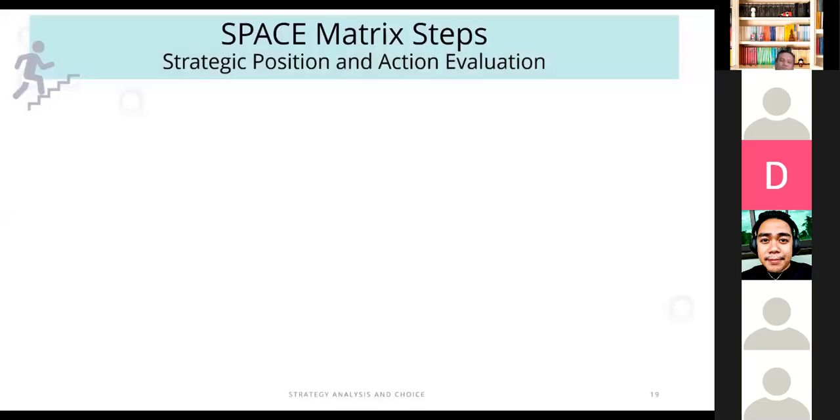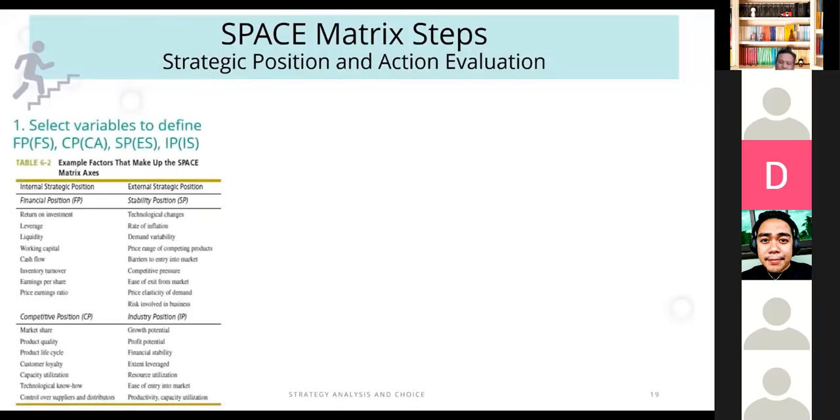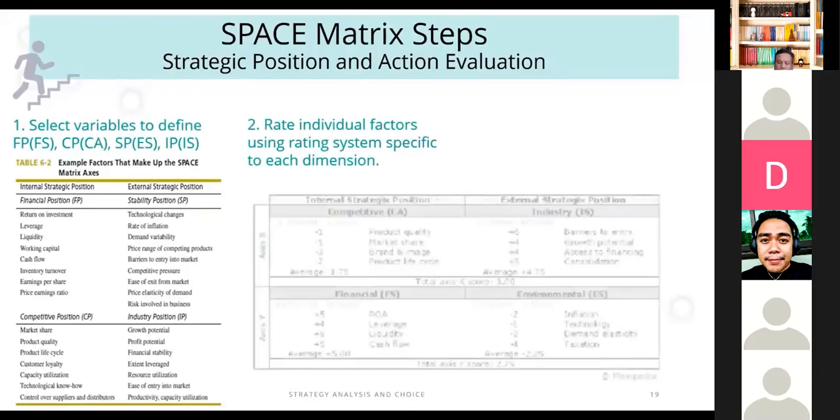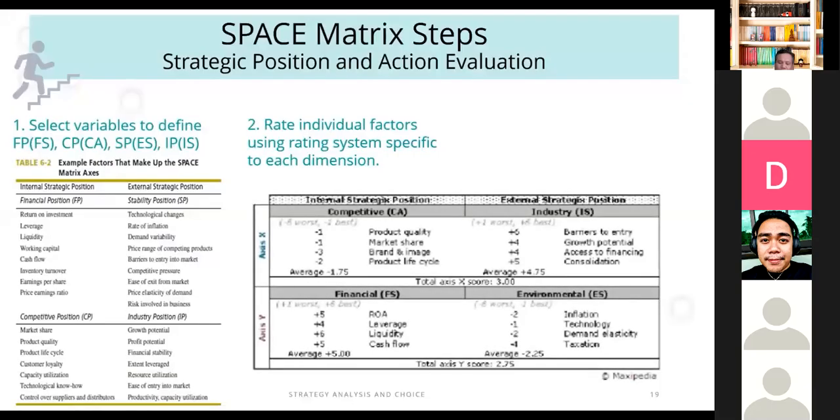The steps required to develop a SPACE matrix are as follows. Number 1 is to select a set of variables to define financial position, competitive position, stability position, and industry position. There's a sample below showing the sample factors per variable. And number 2 is to rate individual factors using rating systems specified to each dimension. Assign a numerical value to rate individual factors using the rating system.